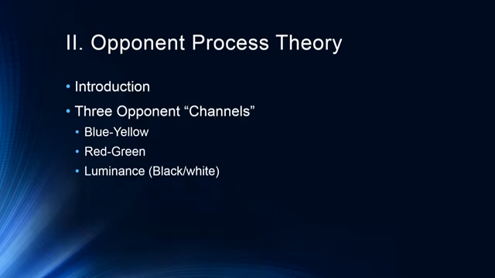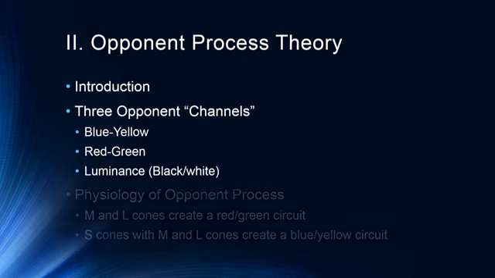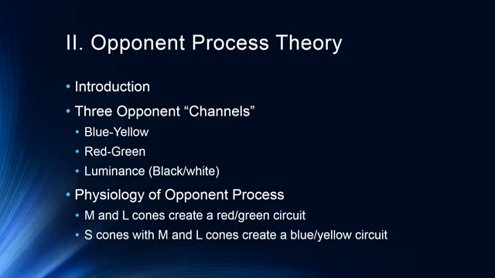So we believe that there are actually three opponent channels: a blue-yellow channel, a red-green channel, and a luminance channel, which is simply black versus white. And this is wired up by the M and L cones creating a red-green circuit, and then the S cones with the M and L cones creating a blue and yellow circuit.